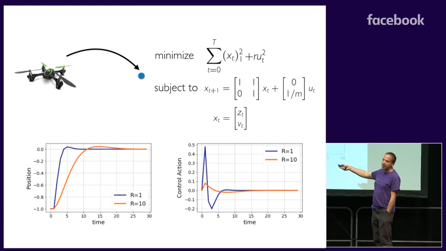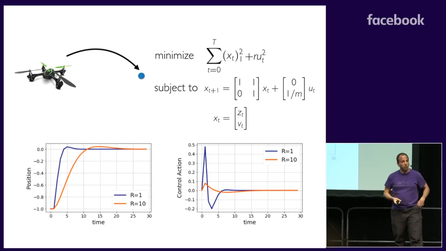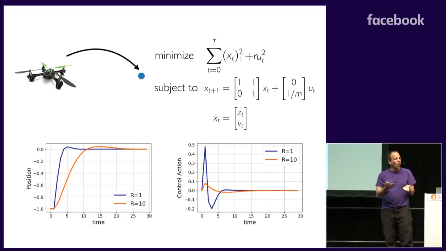And it takes longer to get to zero. Whereas for a smaller value of r, when r equals 1, now we go to 0 much faster, but we exert a lot more force. And what this is also showing is that there isn't necessarily one cost function that we want to optimize in controls, which makes it a lot more challenging than in classification.